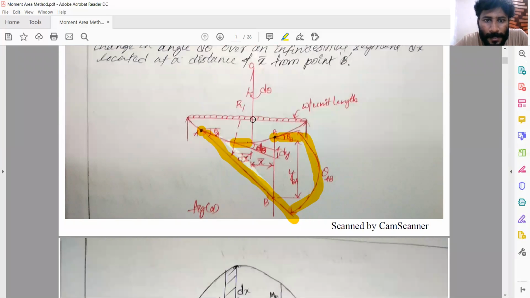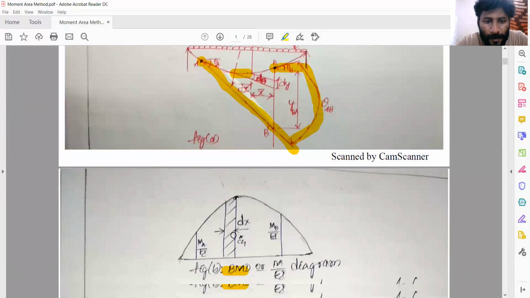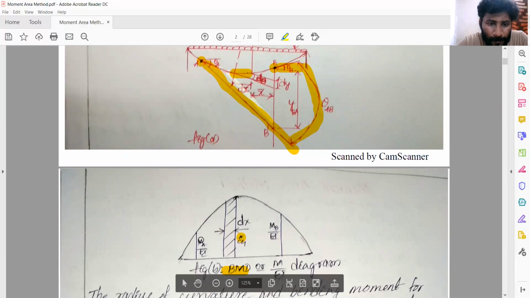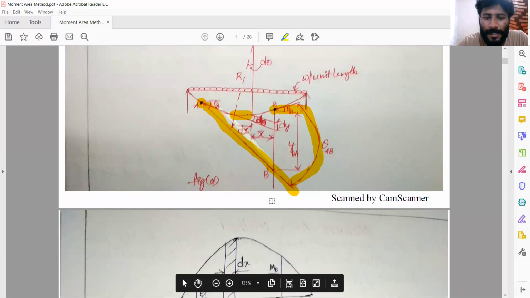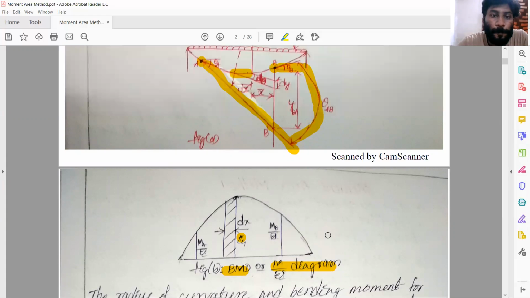Now for this beam, the bending moment diagram is drawn, BMD. This is how the BMD looks. Whatever strip is taken, I have written here the strip dx, and this is the center of gravity. MA by EI and MB by EI are the moment at this section divided by the EI value, the flexural rigidity. So the BMD is also called an M by EI diagram. In module 3, we use this wording everywhere, M by EI diagram. It means the bending moment value M divided by the corresponding EI value.